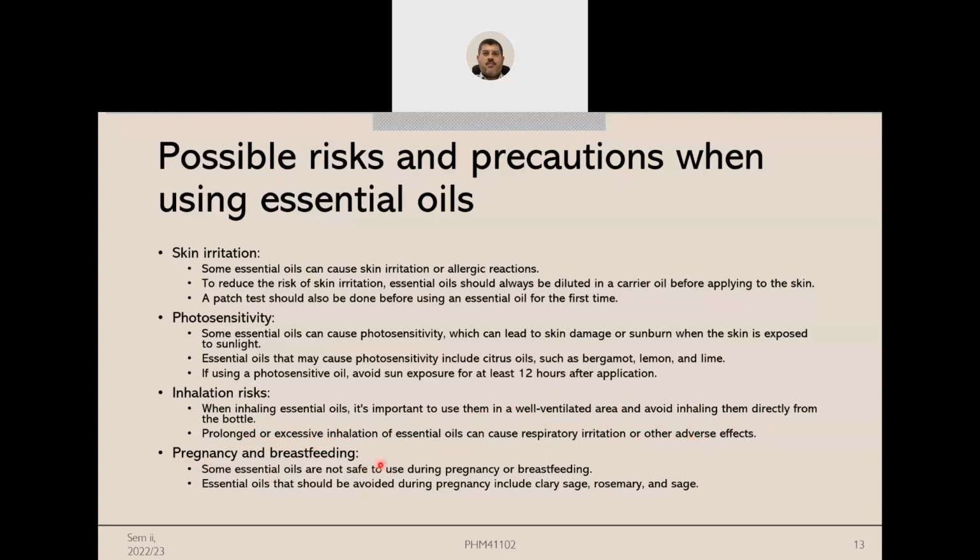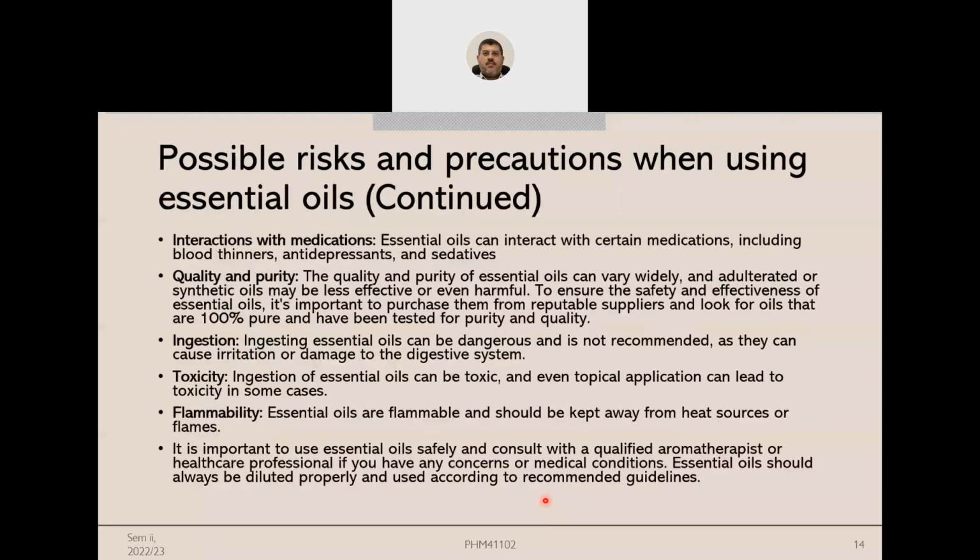Some also have risks during pregnancy and breastfeeding. Some essential oils are not safe during pregnancy or breastfeeding. They include clary sage and rosemary and sage. They may cause problems to the pregnant mother, so should be avoided during pregnancy. Okay. Other risks also may include interaction with medications. They may interact with certain medications like blood thinners, antidepressants, sedatives.